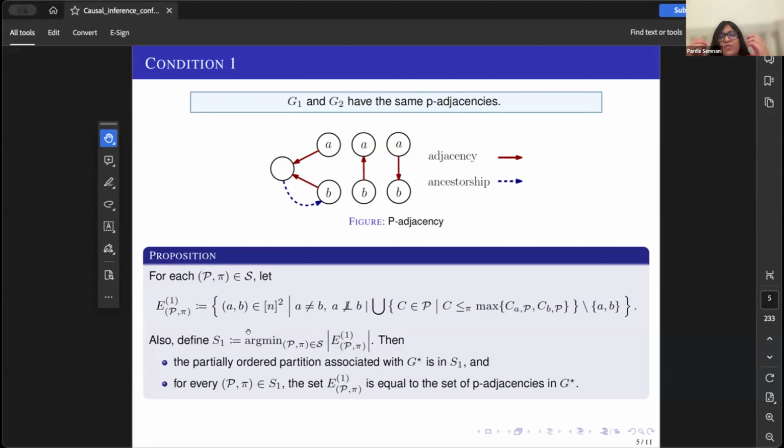So one thing we can do to get the set of P adjacencies in G star that we are looking to discover is to take all the partially ordered partitions, find the size of the set E1 corresponding to each of them, and whichever partition minimizes this size will give us a set of P adjacencies. Now, the idea is to do the same thing for all the other constraints in the Richardson theorem.